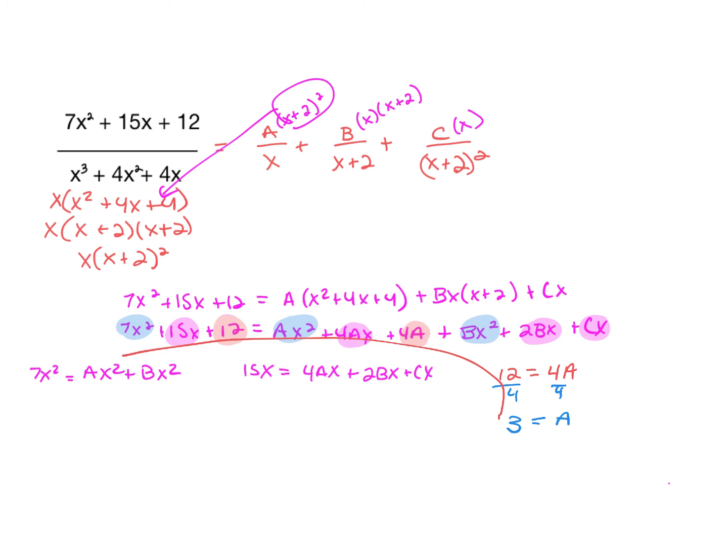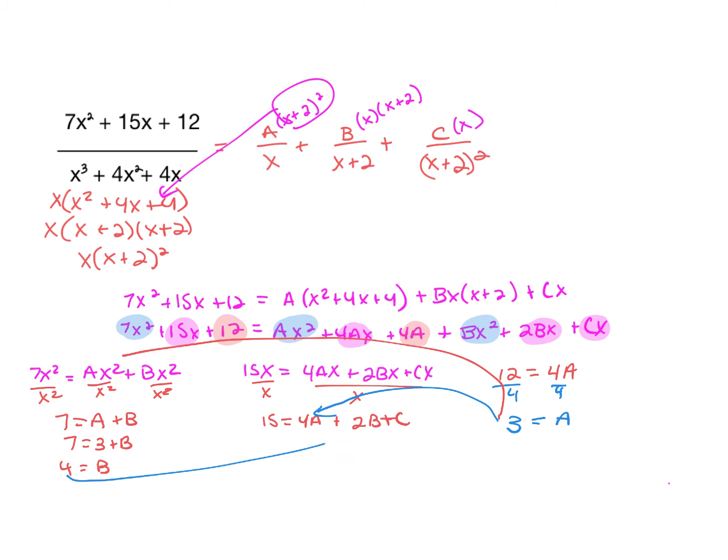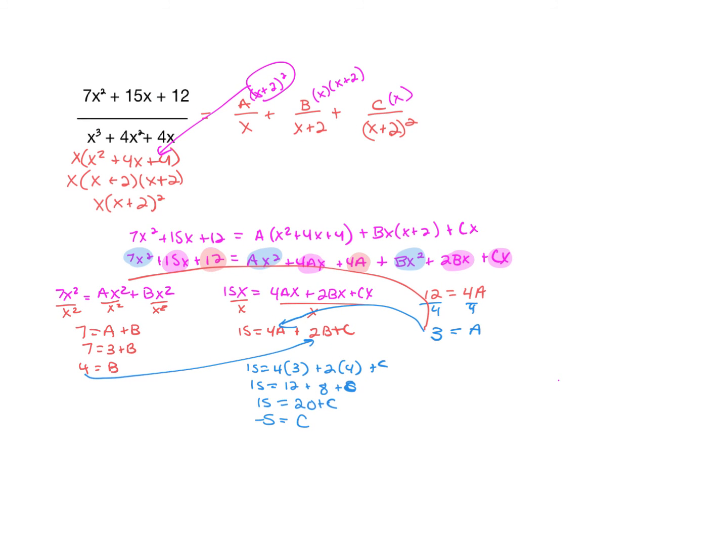Take that, plug it back into the one that has 2 variables, but let's eliminate the x squareds first. 7 equals a plus b, and then a is 3. So 7 equals 3 plus b. B is 4. Get rid of the x's here. Take the a, plug it in. Take the b, plug it in. And c equals -5. Then plug them in to here. So a is 3 over x plus 4 over x plus 2 minus 5 over x plus 2 squared.